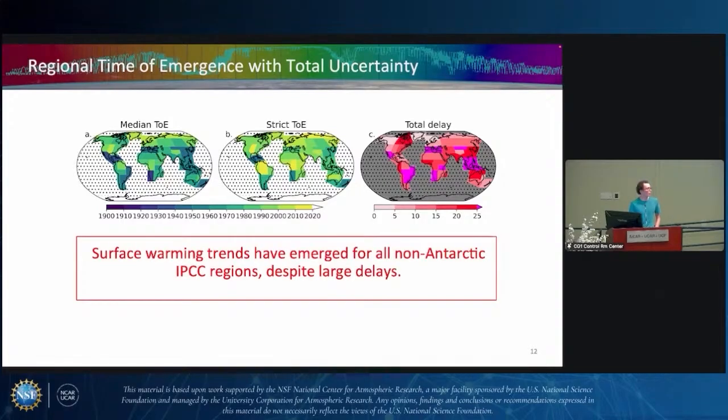We repeat our analysis. So our conclusion is that, despite accounting for all these sources of uncertainty, we're still able to detect warming in all these regions except for the Antarctic regions. And so I think the result is that uncertainty is really important to account for, but still we're able to detect this regional change when accounting for it.